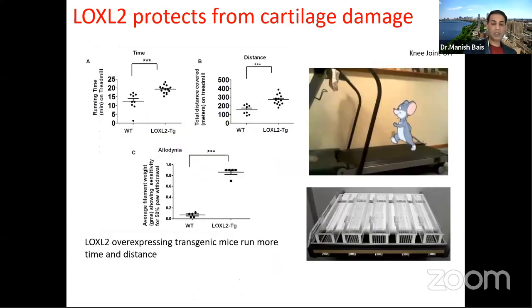Then next, I talked about functional mobility. With old age or pain, you develop certain signs: your joint does not respond and you do not move properly. If there is osteoarthritis or severe pathological changes, mobility is reduced. So this is an exhaustion exercise. We let the mice run on the treadmill for a longer time and see which get exhausted. We found that the mice which overexpress LOXL2 protein are protected. So they protect the cartilage.